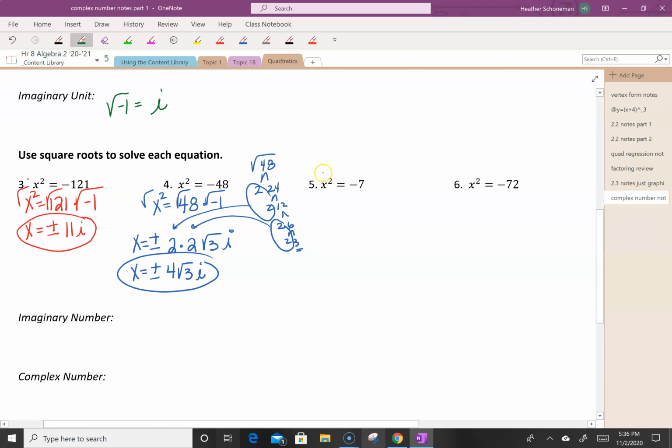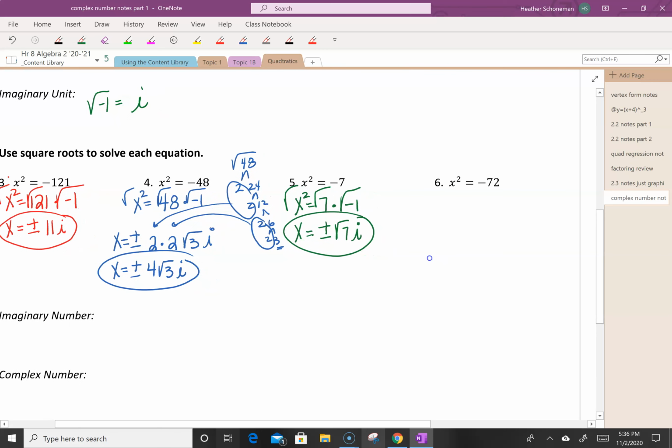All right, on number 5, I'm going to rewrite this as 7 times negative 1. Whoops. Not the square root of negative 1, just negative 1. But then I'm going to take the square root of everything, and over here I get x. The square root of 7 will not simplify anymore, so I'm just going to leave it as plus or minus the square root of 7. And the square root of negative 1 is just i.